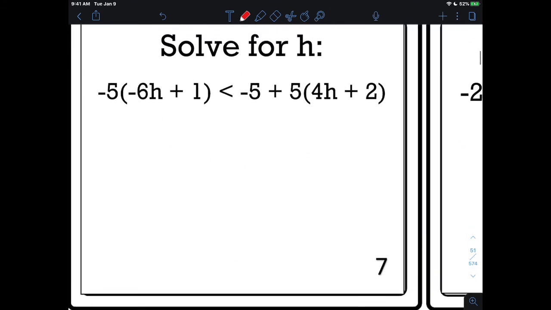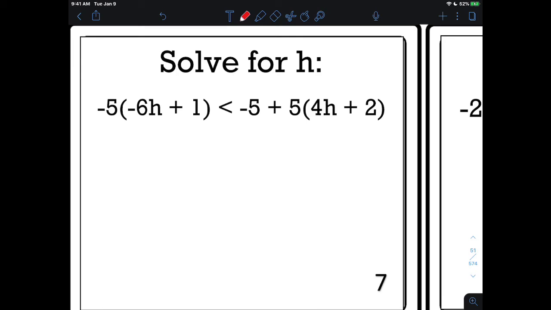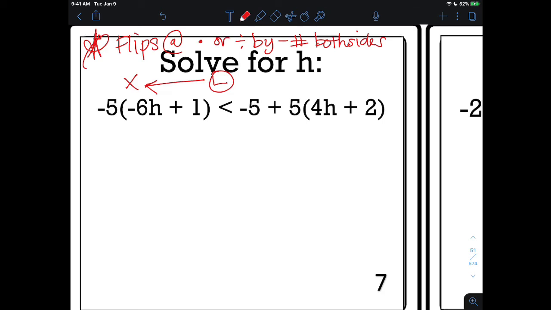Okay, next one. Here we're dealing with inequalities. Remembering our 2 rules for dealing with inequalities. It flips when multiplying or dividing by a negative number on both sides. And my x's always move to the left. Okay, let's go ahead and distribute. Okay, did I multiply or divide by a negative number? No, so it's going to stay the same.